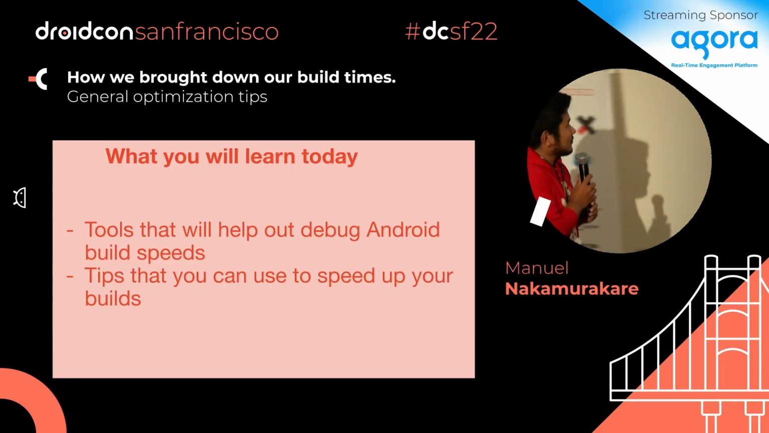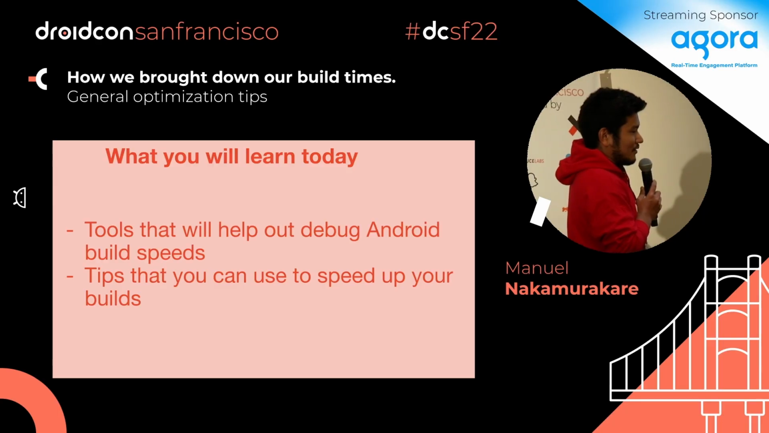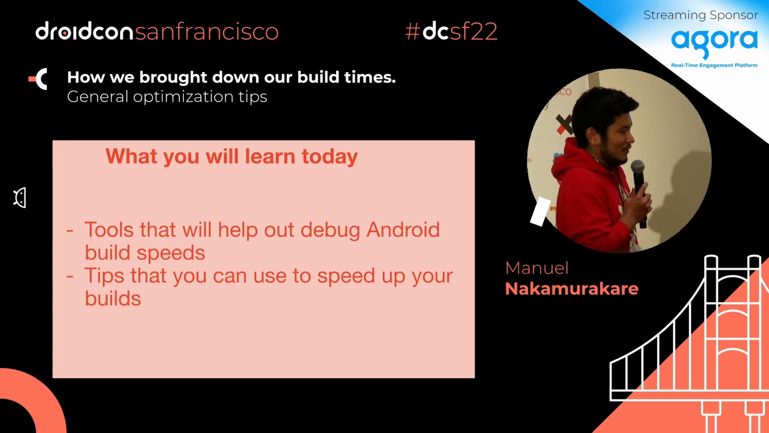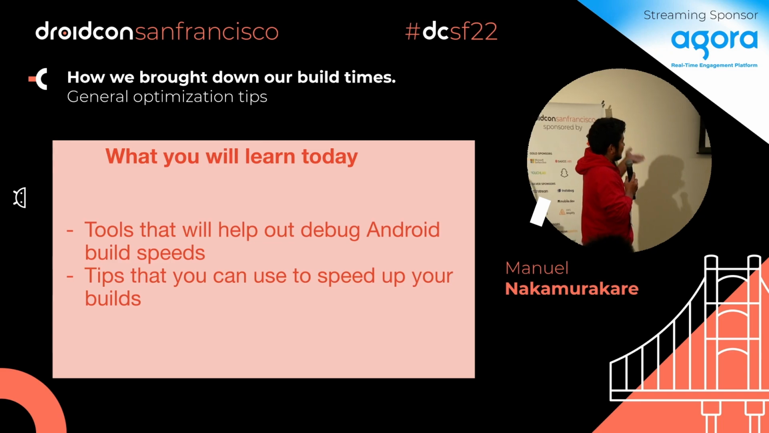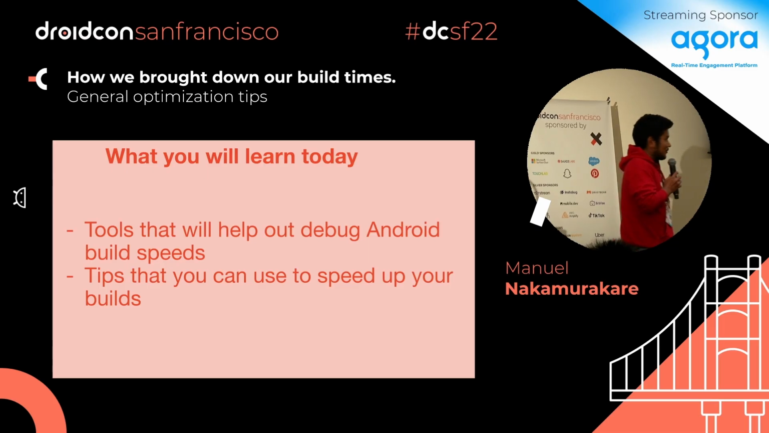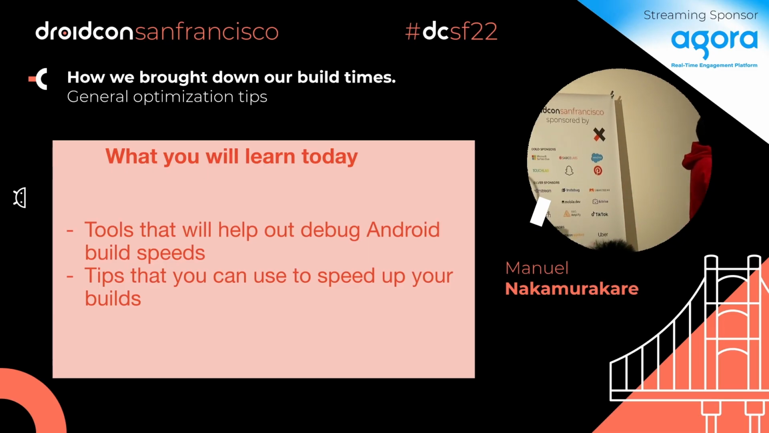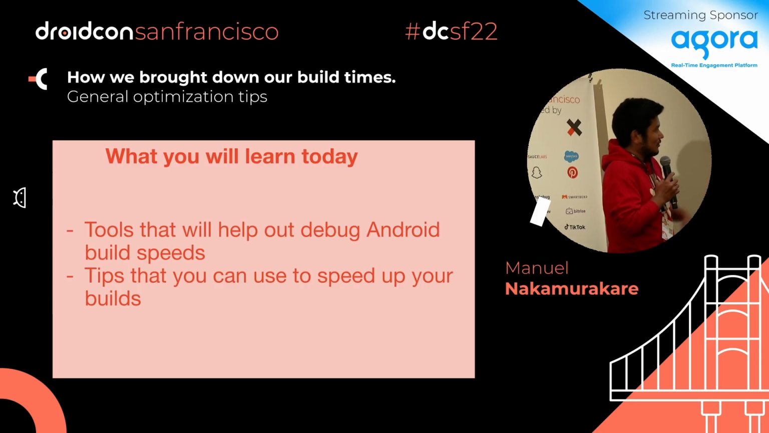So what will we learn today? These are basically the key takeaways, the key findings that I would like people to take away from today's presentation. So we share some tools that we use in order to debug the Android build speeds, and also some tips that you can use to speed up your builds. There will be many tips that sometimes will have some results in your case or not, but I think it's still worth testing them out.